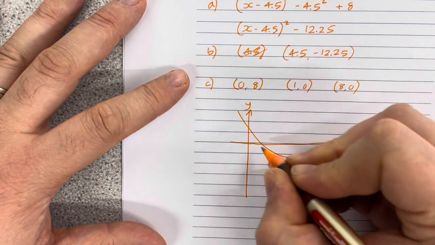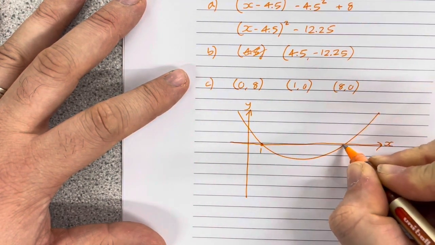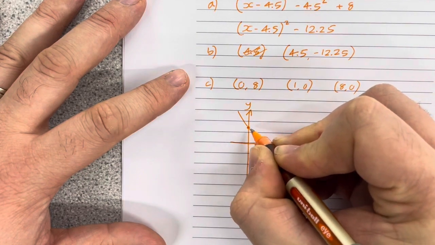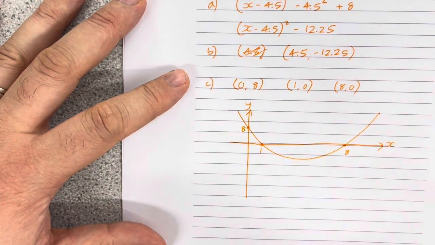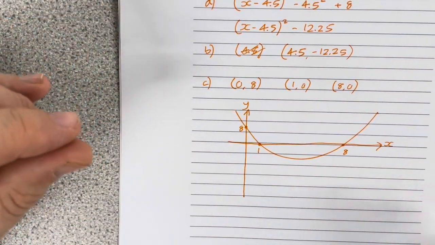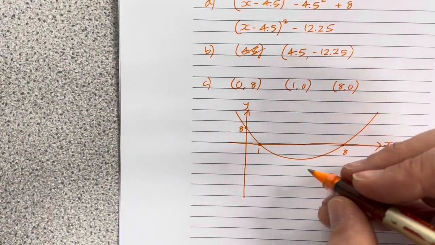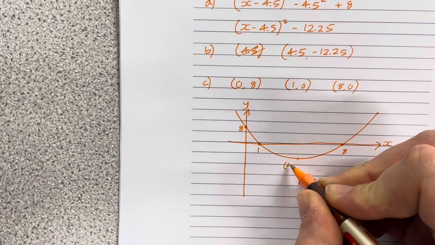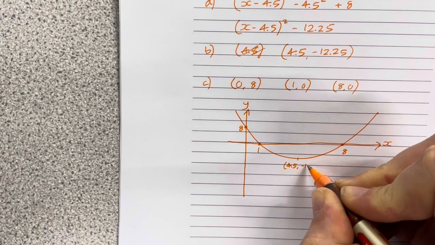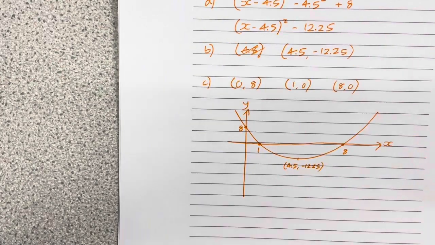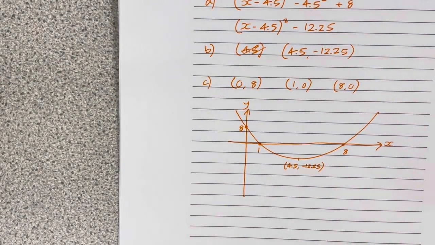There's my y-axis, there's my x-axis. It crosses at 1 and 8, and it crosses the y-axis at, that was 8 as well. That's enough for the sketch, and you can get full credit for that. However, we have found the coordinates of the minimum, so therefore we might as well just pop on the coordinates of the minimum. There you go.